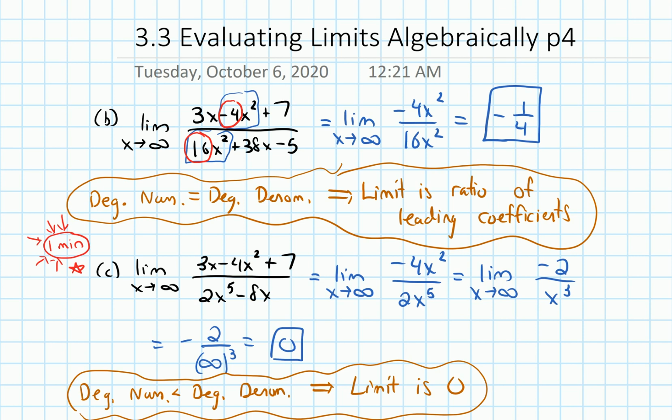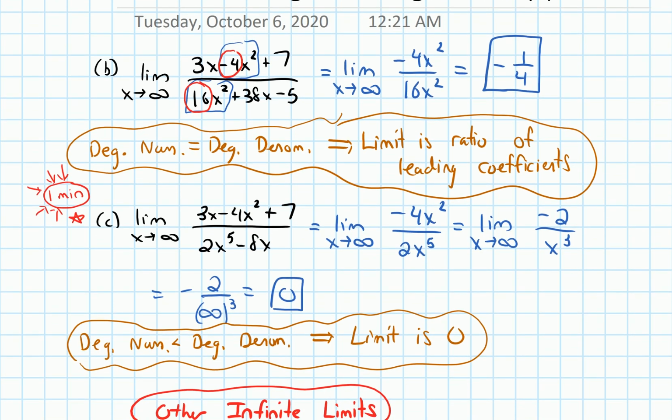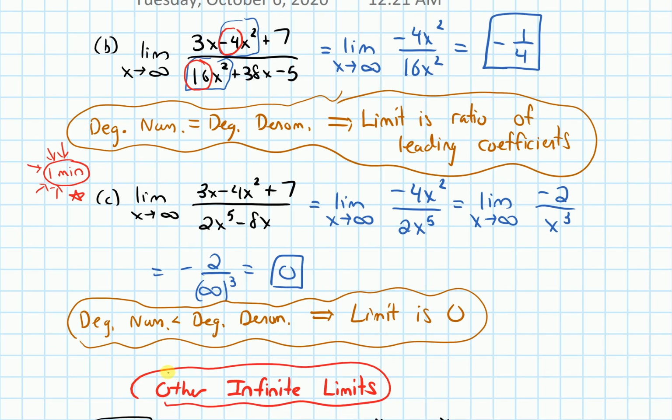All right, so we've talked about how to find infinite limits of polynomials and rational functions rigorously in the last video, and in this video using a shortcut. I want you to understand how to do it both ways. In the next video, we will talk about how to do other infinite limits. What if I have to take an infinite limit of something that's not a rational function or a polynomial? We'll do an example of that.